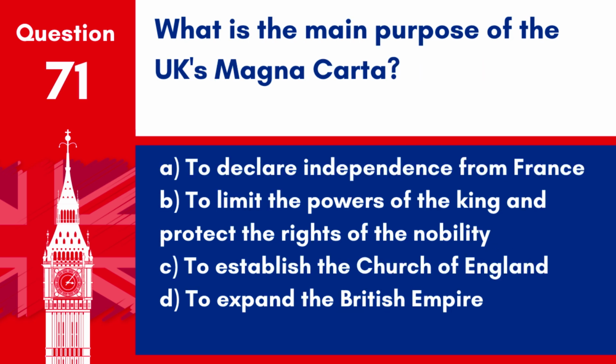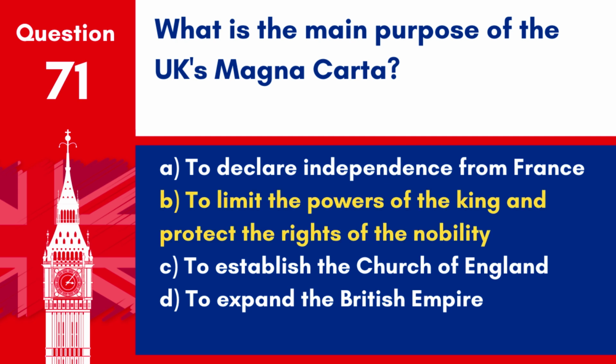Question 71. What is the main purpose of the UK's Magna Carta? A. To declare independence from France. B. To limit the powers of the king and protect the rights of the nobility. C. To establish the Church of England. D. To expand the British Empire.